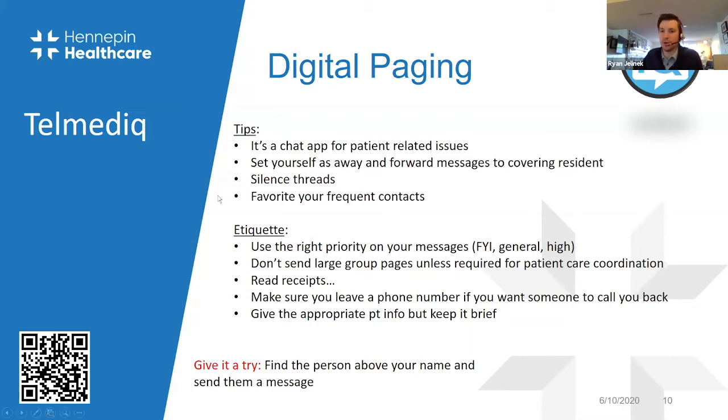So using the right priority on your messages. Right now there's a lot of different priorities that you can send a message through in Telmetic. For most of what you guys are going to be doing, an FYI, a general, or a high priority message type is going to get you all the way there. So there are differences, and I'll show you. They pop up in Telmetic. It kind of tells you what they're going to be doing, what's different about this versus a different priority level.